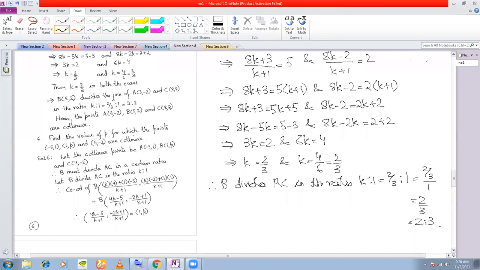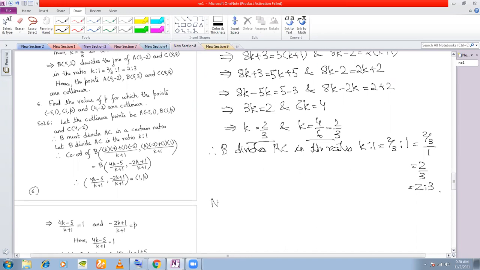So we get B divides AC in the ratio 2:3. Now, since you are not able to answer, the answer is that if we get different values of k over here and over here, that means we cannot conclude that B divides AC in that ratio. So B divides AC in this ratio, hence A, B and C are collinear.